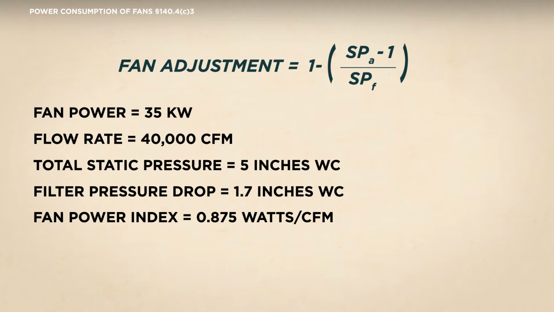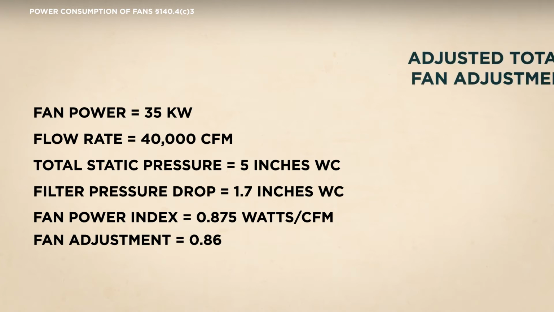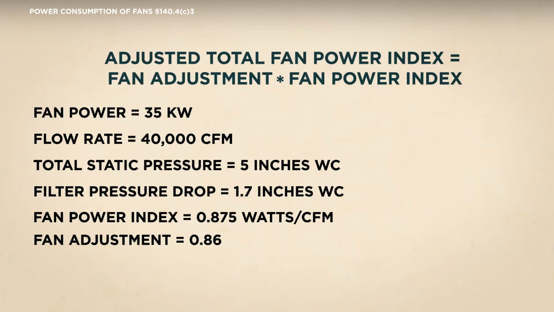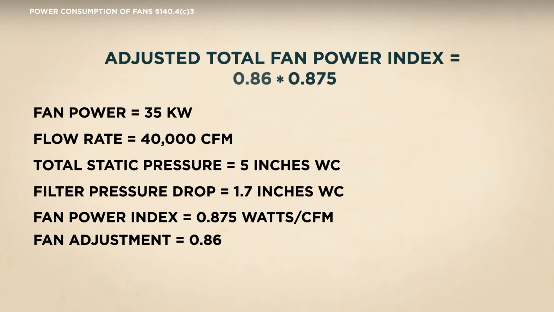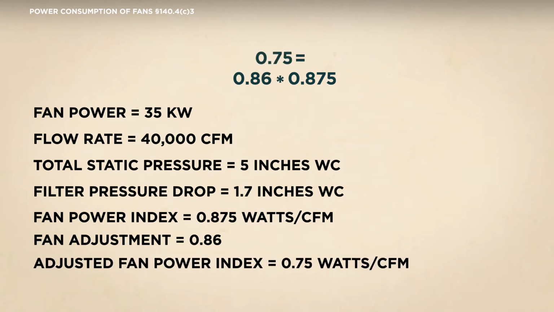Next, determine the fan adjustment value by using this equation. Enter the value of 1.7 for SPA. Next, enter the value of 5 for SPF. The resulting fan adjustment value is 0.86, meaning that 86% of the fan power index must be accounted for in the total power consumption. Lastly, use this equation to determine the adjusted total fan power index. Multiply 0.875 by 0.86. The result is an adjusted fan power of 0.75 watts per CFM.